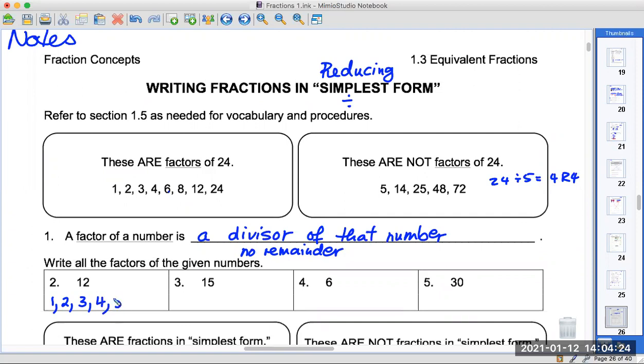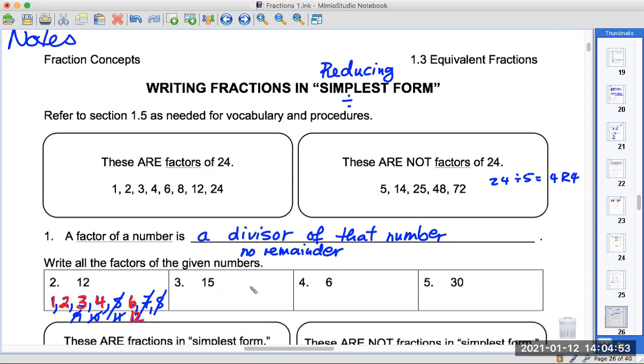5, nope. 5 does not go into 12 without a remainder. 6 goes into it, 7, nope. 8, nope. 9 doesn't. 10 doesn't. 11 does not, but 12 goes into 12. So the factors are 1, 2, 3, 4, 6, and 12.